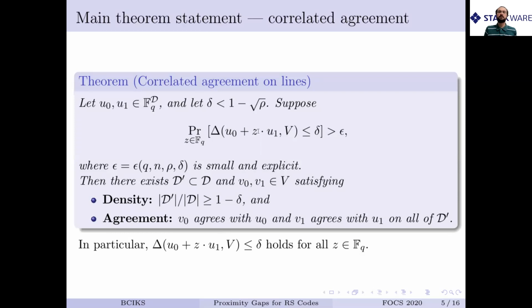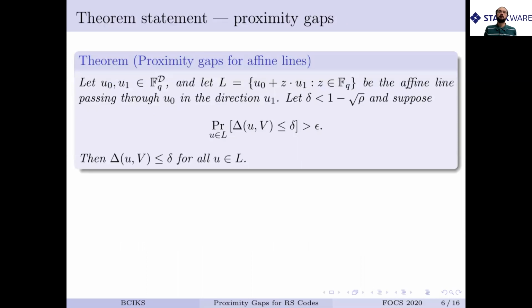So this is actually a statement about the set of all linear combinations. This set is a line. For u0 and u1, we have an affine line, L, that passes through u0 in the direction of u1, which is the set of all such linear combinations. And our assumption was that for a random element of this line, chosen uniformly, the distance from the code was at most delta with probability greater than epsilon. And if this is true, then it follows that the distance is actually at most delta for all elements.